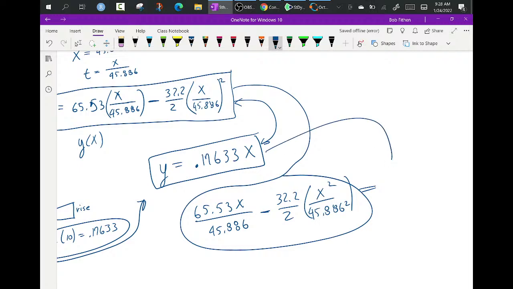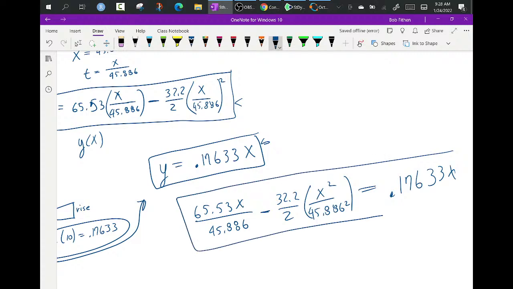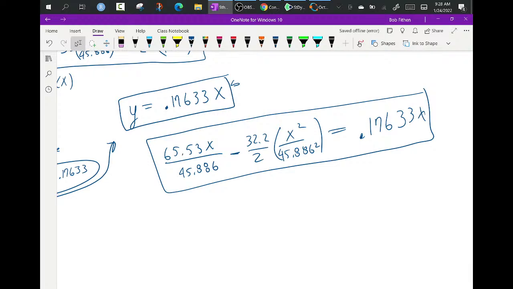Then I take this equation and say, okay, 0.17633x. Now, I have an equation. Turns out it is a parabolic equation, and it's kind of a mess. But what I'll do is I'll go ahead and solve this. I grab that one and that one, put them together because they have the coefficient of x in front of them.